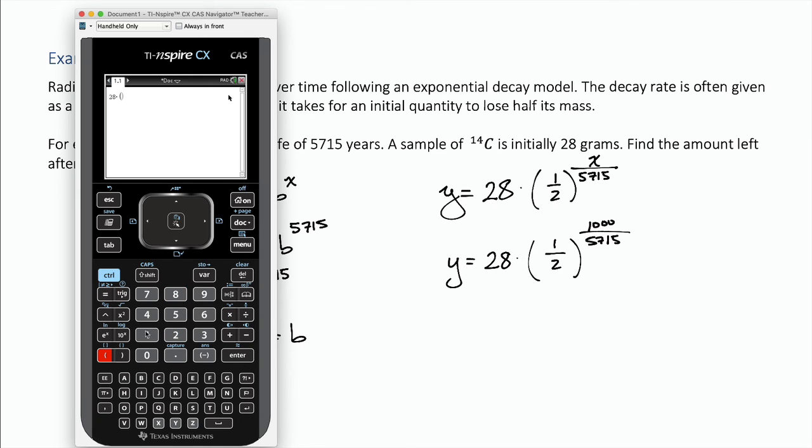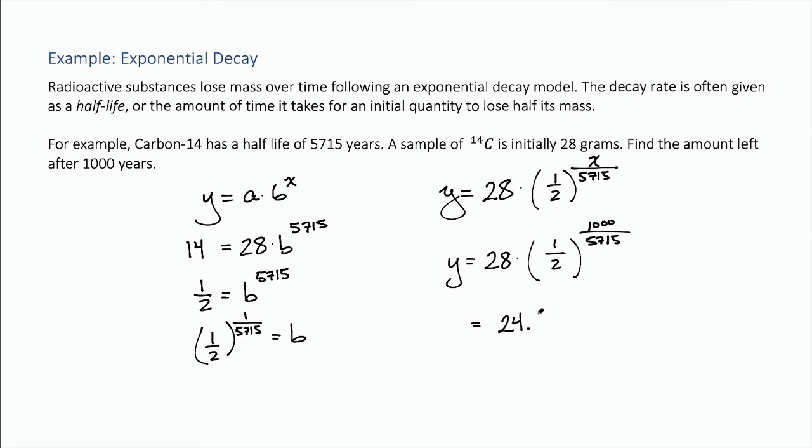28 times 1/2 to the 1,000 over 5,715. I'm going to hit Control Enter on this calculator to get an approximate. So about 24.8. And we want to make sure that we're always indicating units in these applied problems. This initial amount was 28 grams, so we're ending up with grams as well. So after 1,000 years, we'd be left with about 24.8 grams of the carbon-14 in this sample.